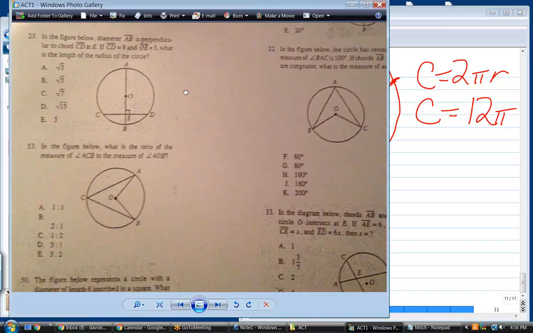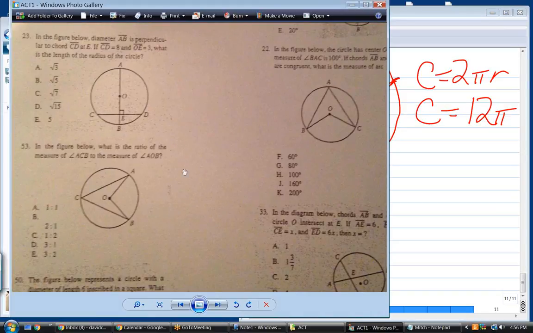Let's look at one more of these. Again, I'm beginning to think this lady really didn't know what she was doing. I'm wondering where she got these questions, because I have done a lot of tutoring on practice ACT tests, and I never see geometry questions like these. But you might remember this one, 53.